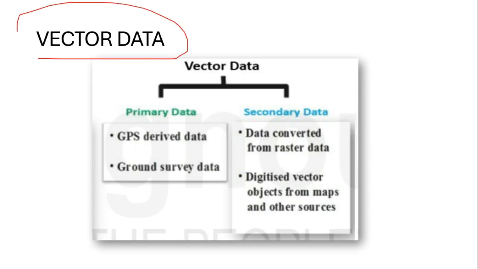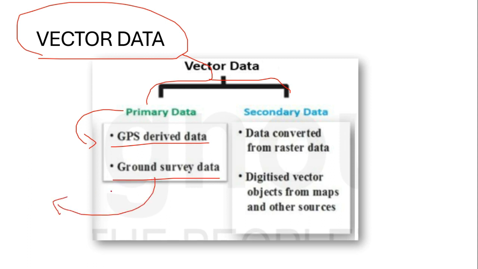So vector data is of two types, primary data and secondary data. Primary data is collected in the first place, like GPS derived data, ground survey data. So it is collected in the first place using any instrument and taking measurements in the field. And secondary data is the data that is converted from raster data or any field data. It can also be a digitized vector object from a map.